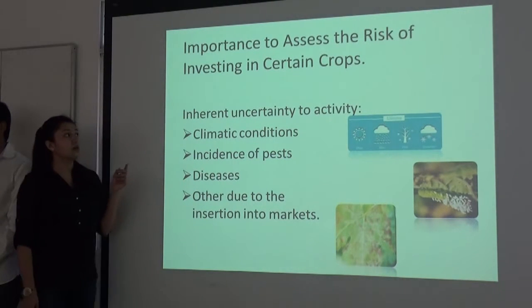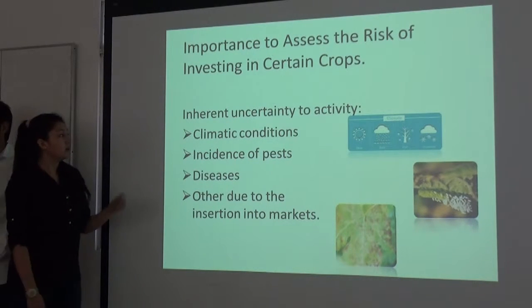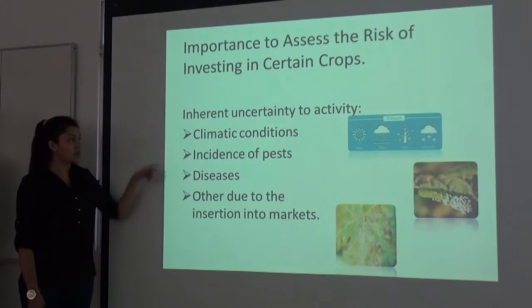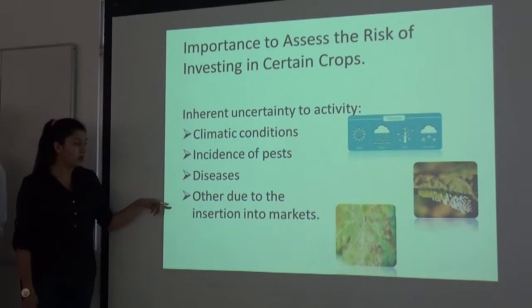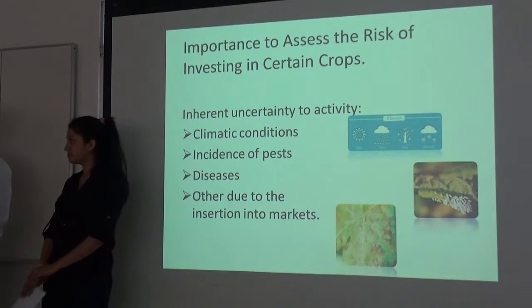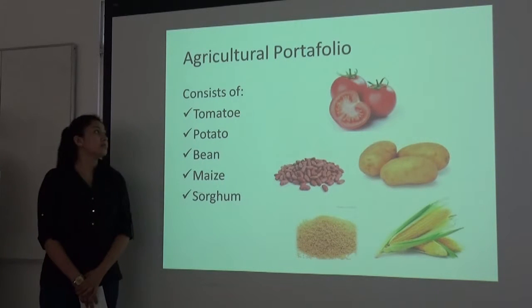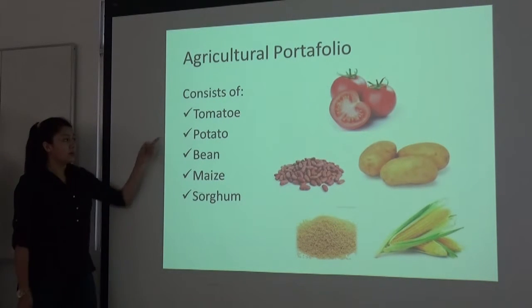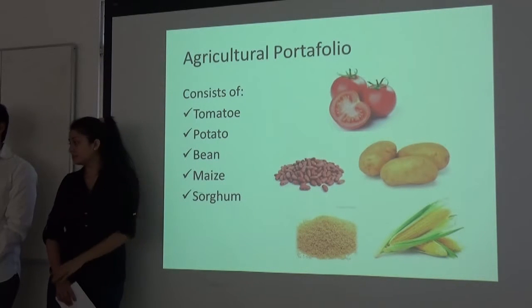It is important to assess the risk of investment, given the uncertainty inherent to the activity: climate conditions, incidence of pests, disease, and others, as well as the uncertainty in the market. The agricultural portfolio consists of tomato, potato, beans, maize, and sorghum.